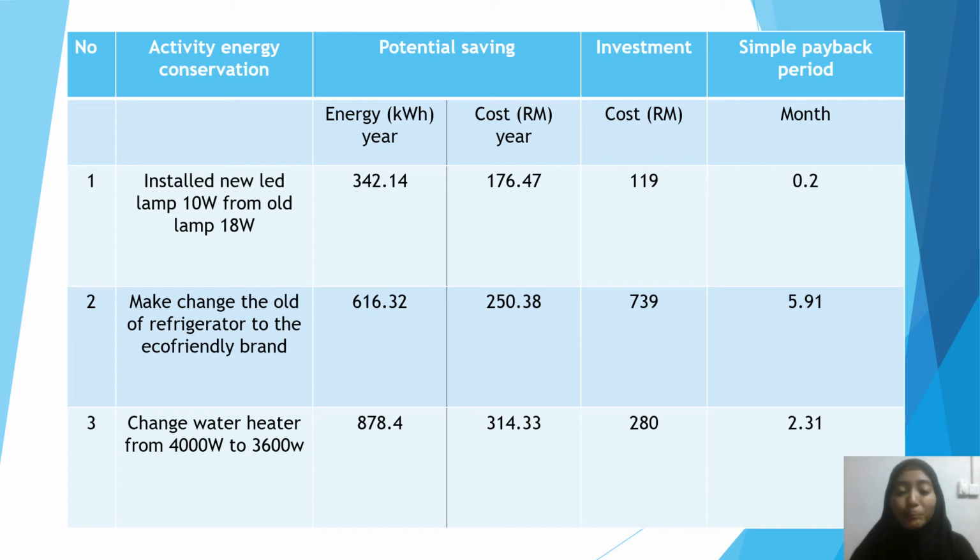Financial analysis. This table is our group summary of the energy conservation measure table of 7 months from June to December 2020. First, our group chose to install a new 10 watt LED lamp to replace the old 80 watt lamp. The energy potential saving is 342.40 and the cost potential saving is 176.47. The investment cost is 190 and the simple payback period is 0.2.